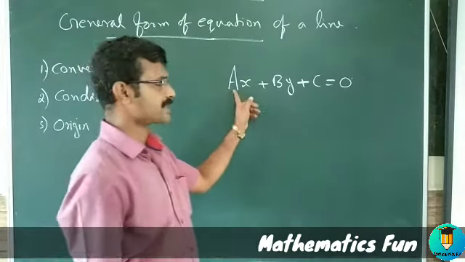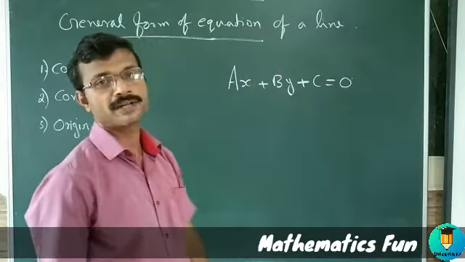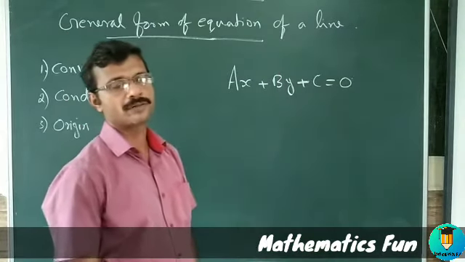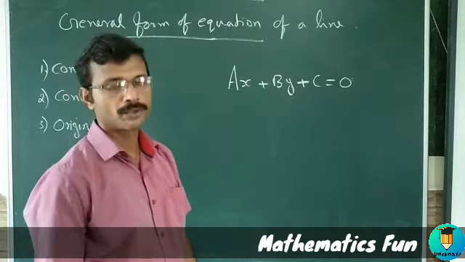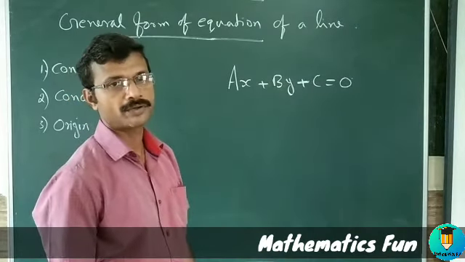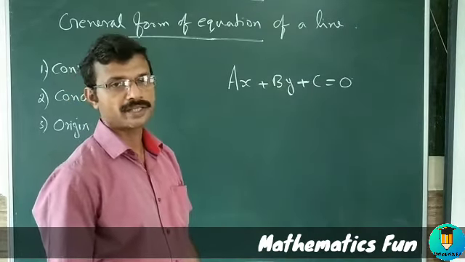Now how can this general form be converted into different forms? We already studied many forms. That is slope y-intercept form, slope point form, 2-point form, normal form, intercept form. Like that, many forms you studied. Now how can this be converted into those forms? In that, the new one for you is mainly the normal form. I am mainly discussing how this can be converted into normal form.